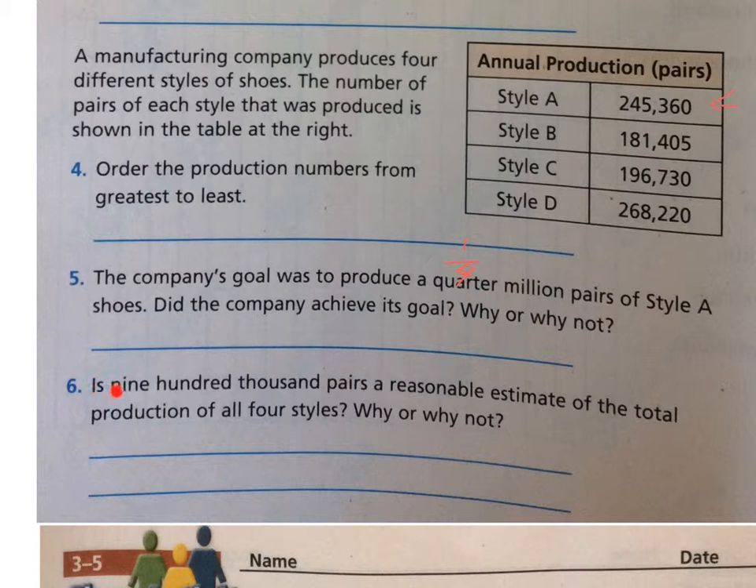And finally, is 900,000 pairs a reasonable estimate of the total production of all 4 styles? 900,000 pairs. Is that a reasonable estimate? So you're going to either round these and add them up, or mentally add them by rounding and estimating. Pause the video and I will preview the next page next.